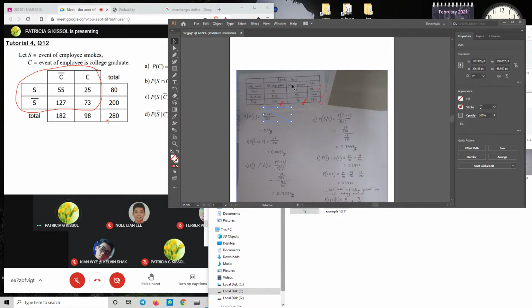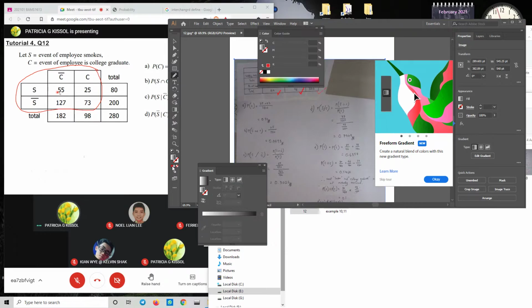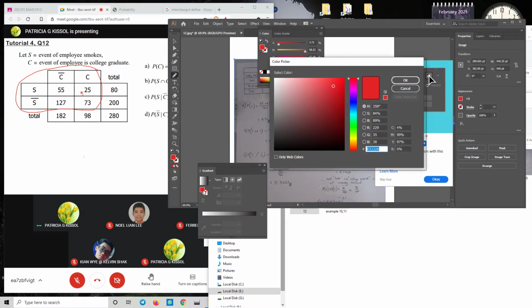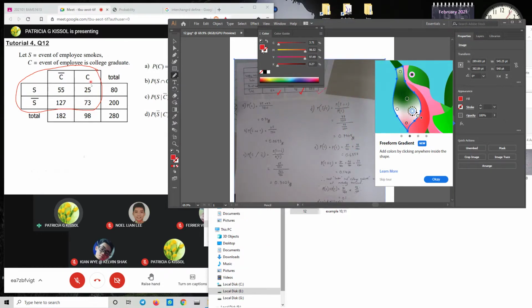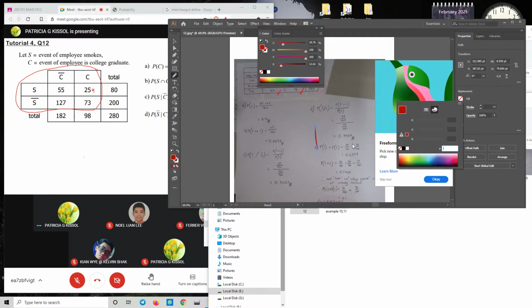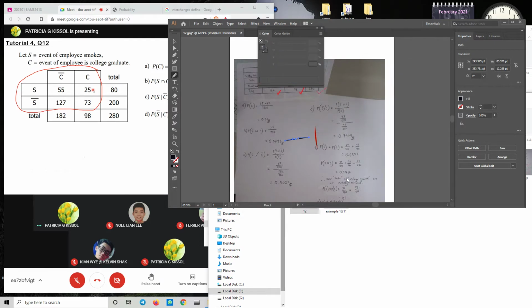And then the next question is to find the probability of a smoker, the employee smokes, and a college graduate. So this one you have to look at exactly from the table and identify the value that is both an employee who smokes and also a college graduate, which corresponds to the value of 25 out of 280. And that gives us 0.08929. So far, okay, class?